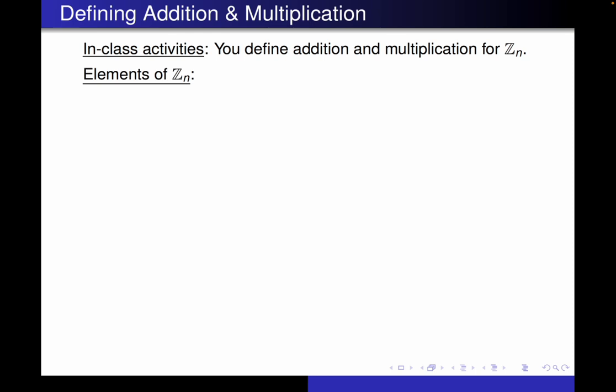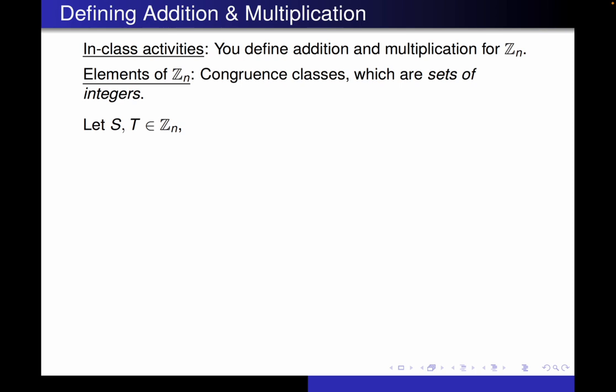So here's what's going to be happening in the in-class activities. You're going to go ahead and define addition and multiplication for Zn. We're going to do it a little bit differently than we did it in the last class. The elements of Zn are congruence classes, and that means they are sets of integers. Now, rather than write them the normal way that we write congruence classes, we're going to make them look a little more like sets. So when we say S and T are in Zn, S and T are sets. And we're used to seeing sets represented by capital letters, so maybe that'll make them look a little more set-like. That means each of those sets, S and T, are subsets of the integers.